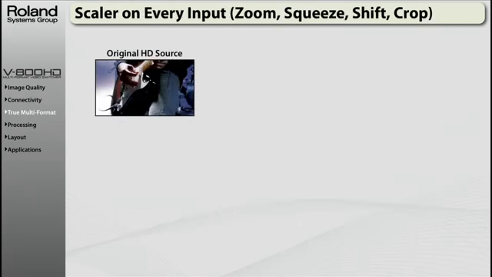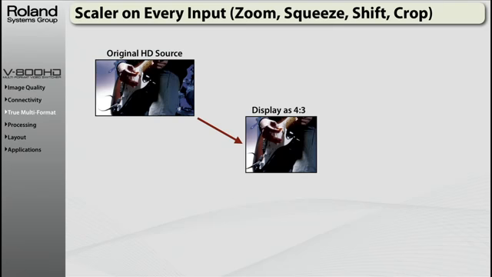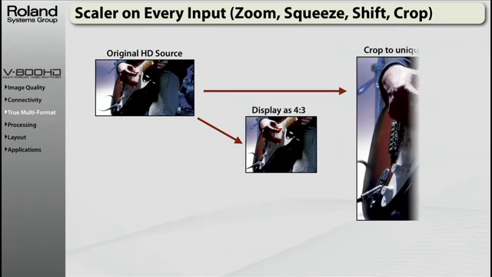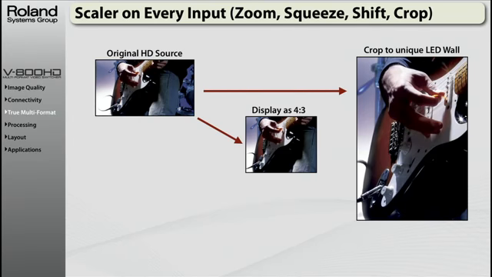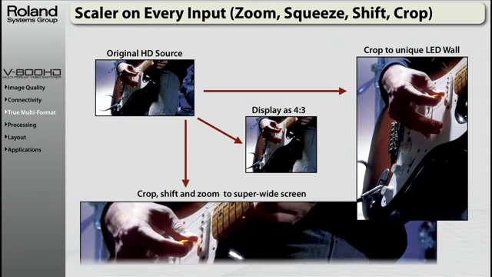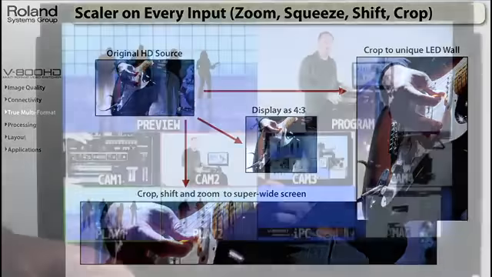So let's look at one of the other great features here, a scaler on every input. This graphic will quickly explain that, and then we'll do a live demonstration. You take an original HD source, and then you can compress it, squeeze it, do whatever you need. Perhaps you need to send it to an LED wall that's a weird format, weird pixel ratio. You can scale it to that, or maybe a super wide image that's going to stretch across your stage. So let's take a look directly at how we would do that in this particular mixer.